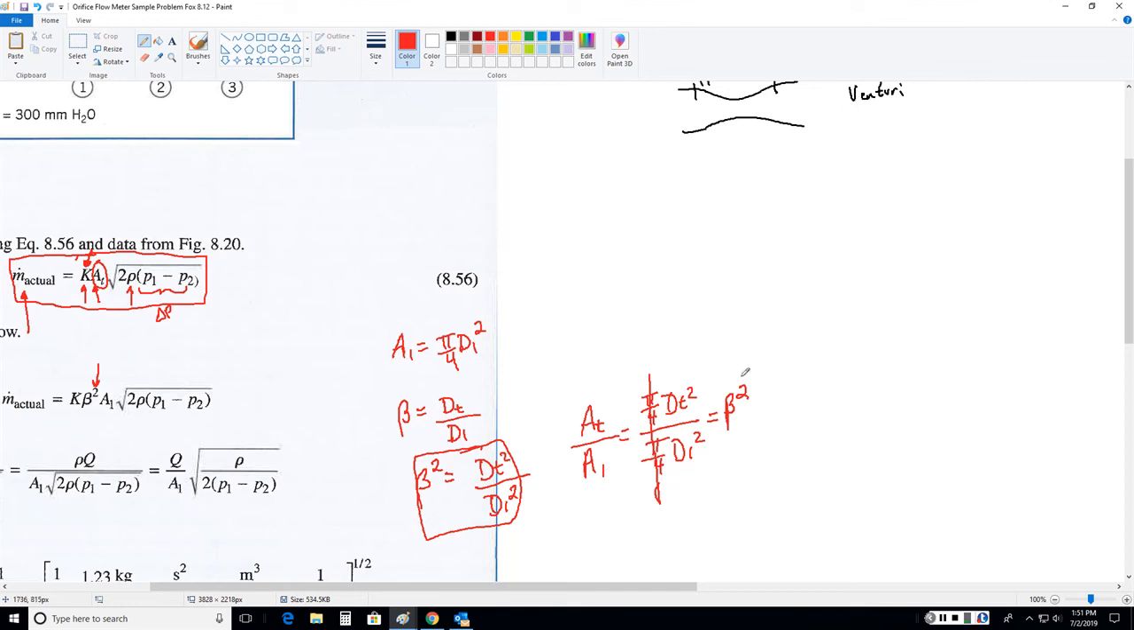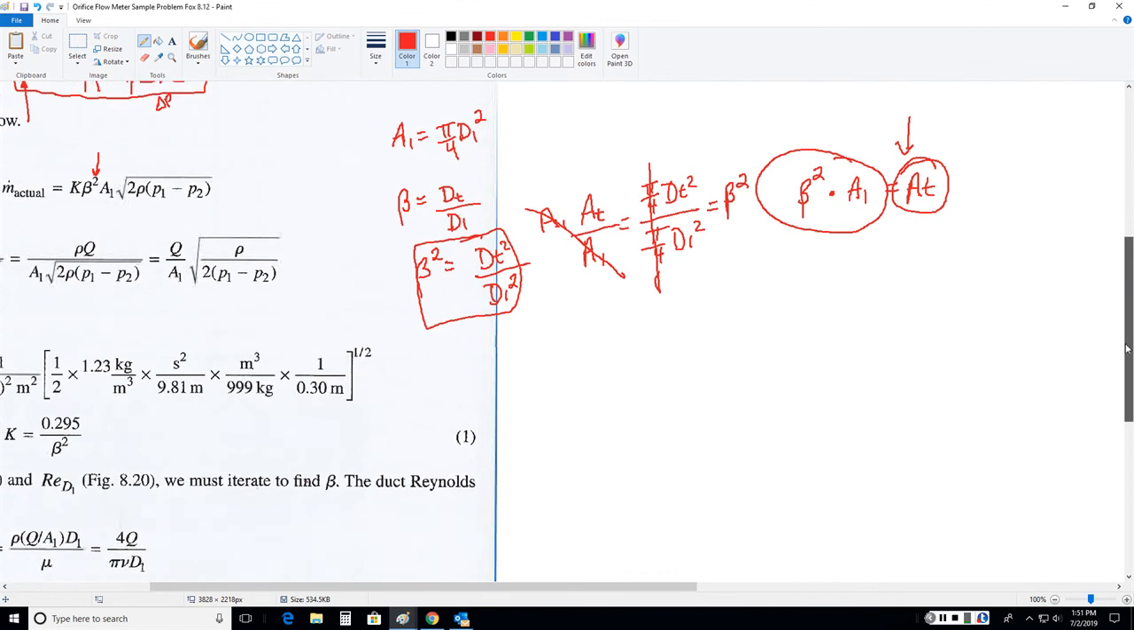So why did we do that? The reason is because when we multiply beta squared times A1, the A1s cancel, and this is basically At, which is an unknown. If we find At, we can find our dt, which is our ultimate goal. So that's exactly what they do. They get beta squared times A1 right here in substitution of At.